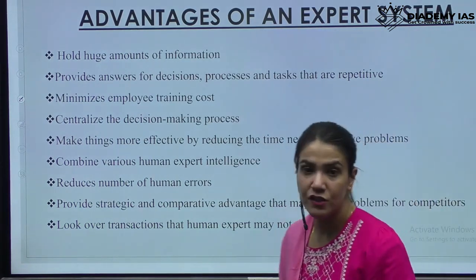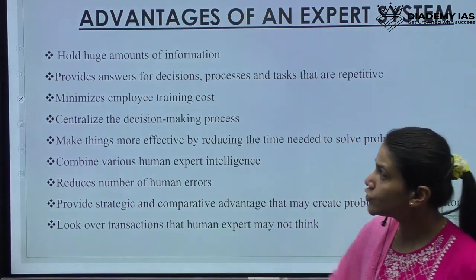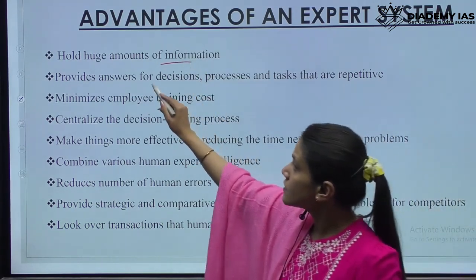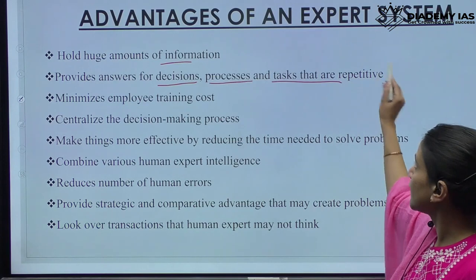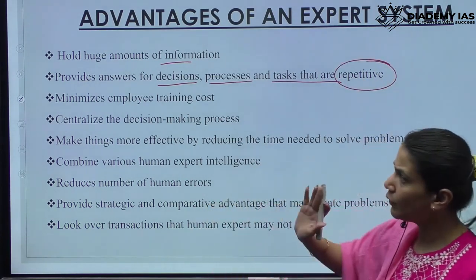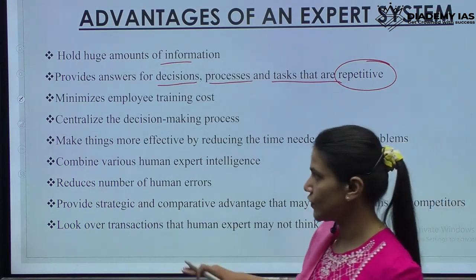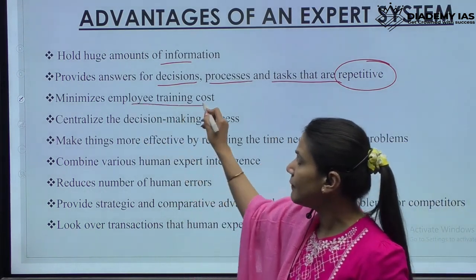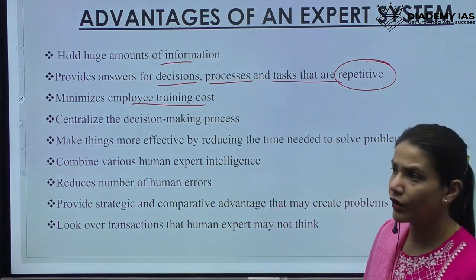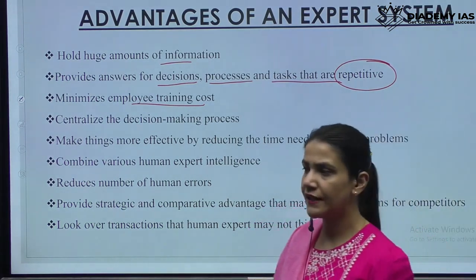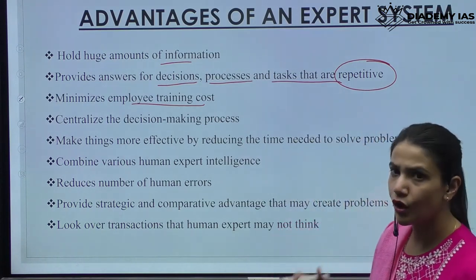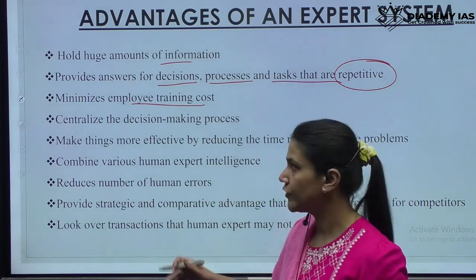The advantages of an expert system are, it holds a huge amount of information that you have already understood. It provides answers for decisions, processes and tasks that are repetitive, right? Even for a repetitive task, it tries to filter it out and provides the answers for the same. It minimizes employee training costs. You don't need to train your employees in an organization for the same. You just need an expert system. That is the way it is going to function by itself. So the cost on training an employee is actually saved.